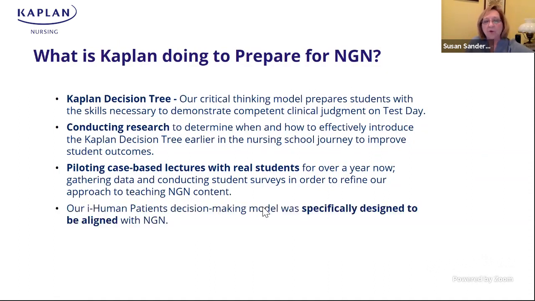And then we also, you may know, purchased iHuman, which is a virtual simulation product. And we have developed an undergraduate program with iHuman, and it is specifically aligned with next generation thinking. It uses the pedagogy of an electronic health record. The student has to interact with the client. They have to recognize cues, analyze cues, take actions, and evaluate their outcomes.